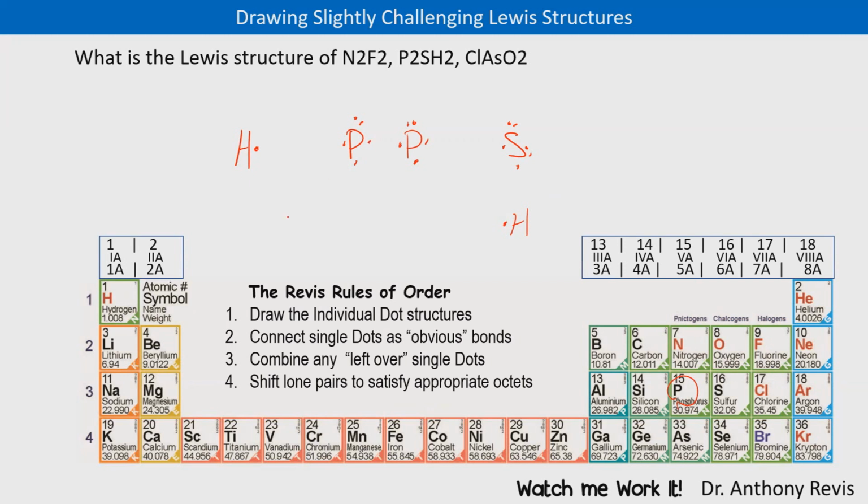So I'm going to take the obvious. This is rule 1. I draw the individuals. Rule 2, take the obvious dots. I'm going to connect here. I'm going to connect here. Now I'm down to a hydrogen and a sulfur. Notice something about this sulfur. It has 2 individual opportunities to bond.